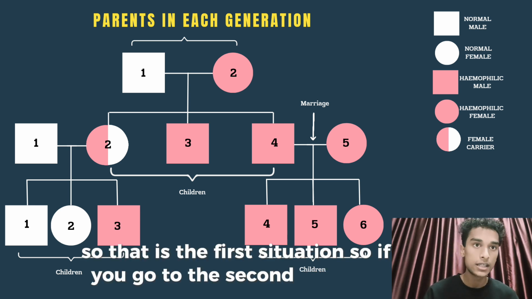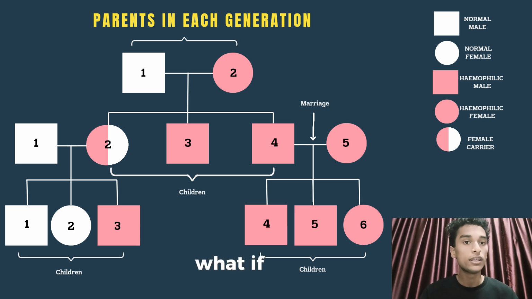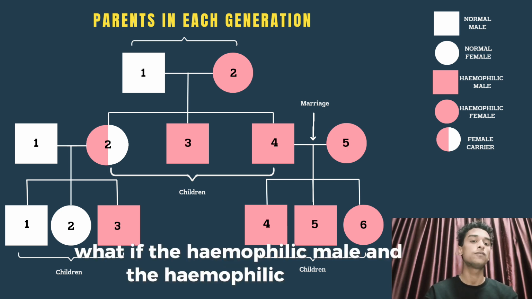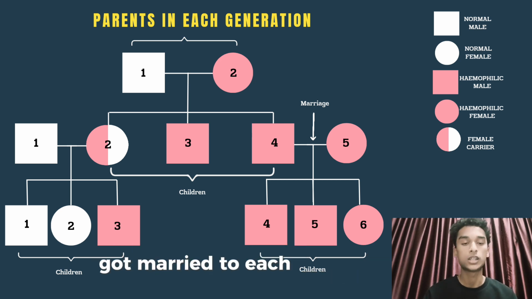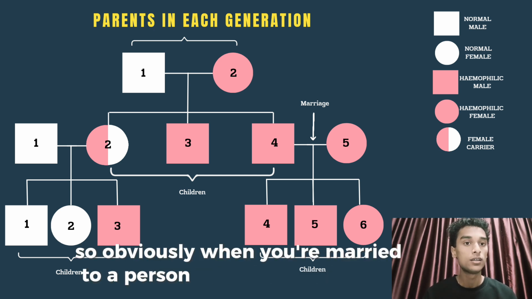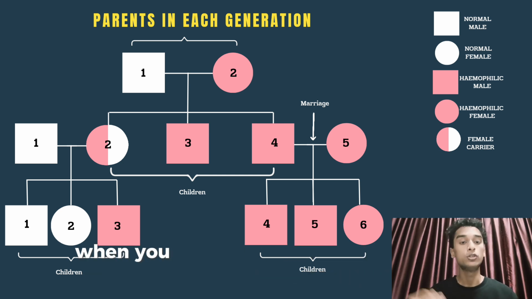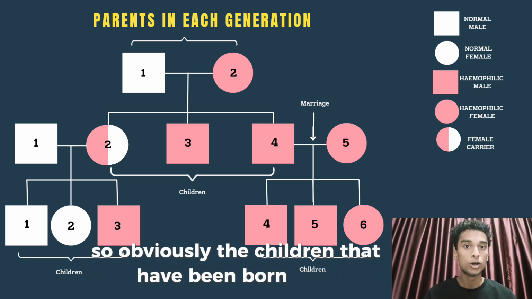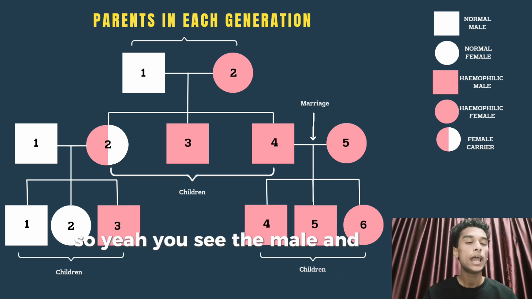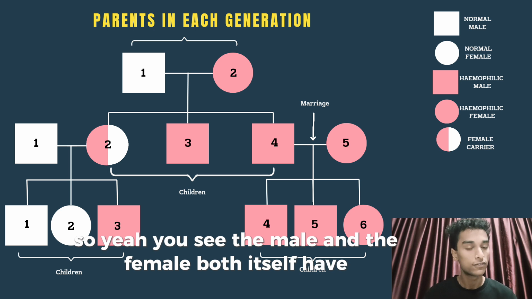So that is the first situation. If you go to the second situation, what if the hemophilic male and the hemophilic female get married to each other? This is more common, or easier to understand. Obviously, when you marry a person that has hemophilia and you yourself have hemophilia, the children born to us will have hemophilia, right? So you see, the male and the female both have hemophilia.